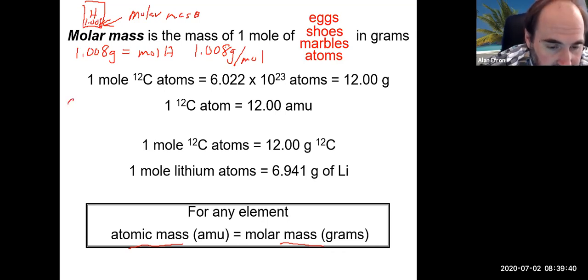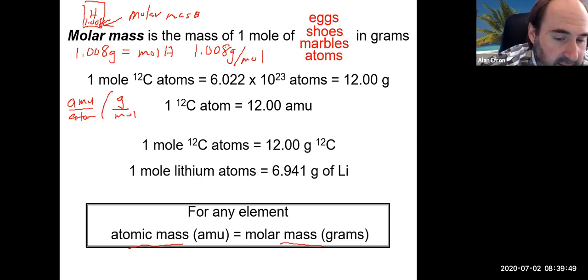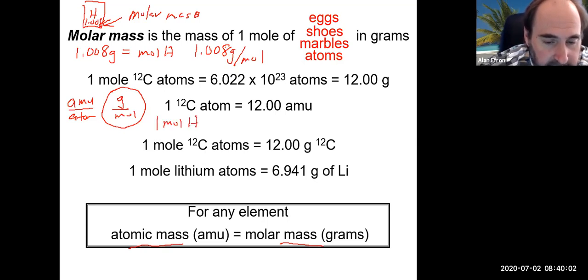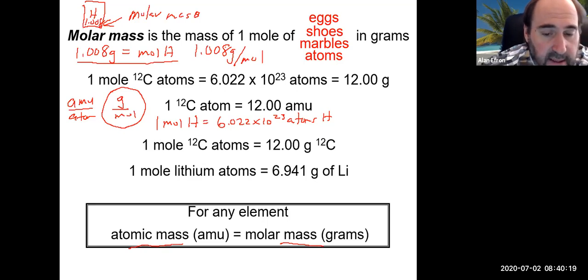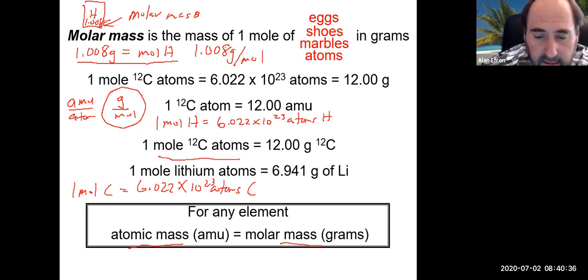So again, if you have something from the periodic table that's in AMU per atom, technically, it's the same as grams per mole. So most of the time, that is the units you're going to use when you pull it off the periodic table. And you could tie everything together that we just talked about. In 1 mole of hydrogen, there is 6.022 times 10 to the 23 atoms of hydrogen, which would be Avogadro's number. And as we see up here, in 1 mole of hydrogen, there's 1.008 grams. And you can do that for any element you like. In 1 mole of carbon, there would be 6.022 times 10 to the 23 atoms of carbon, and in 1 mole of carbon, from the periodic table, there would be 12.01 grams.